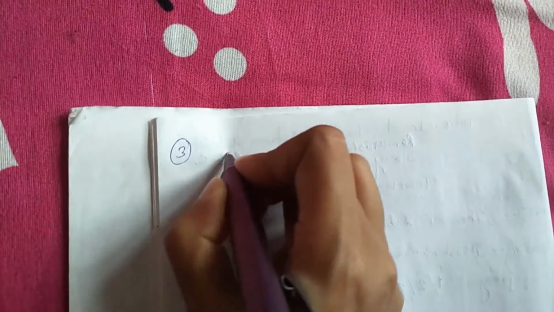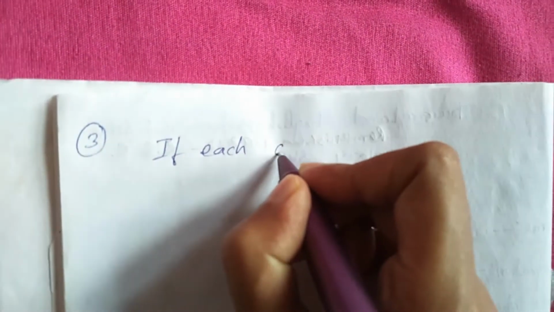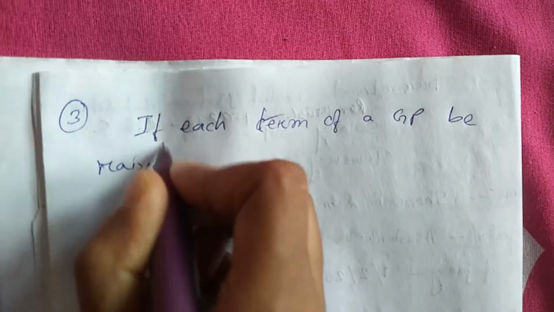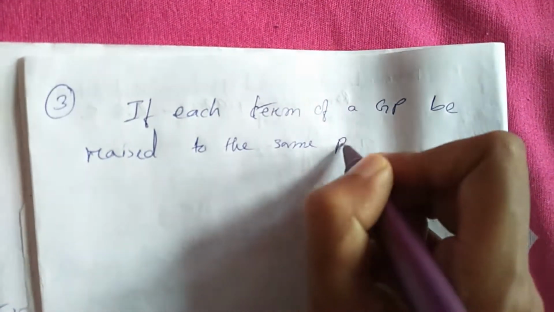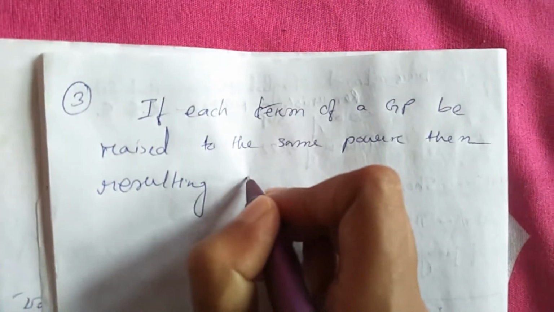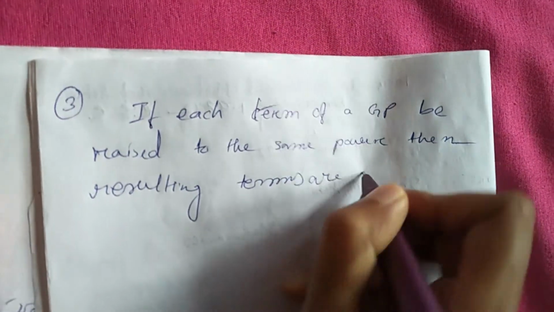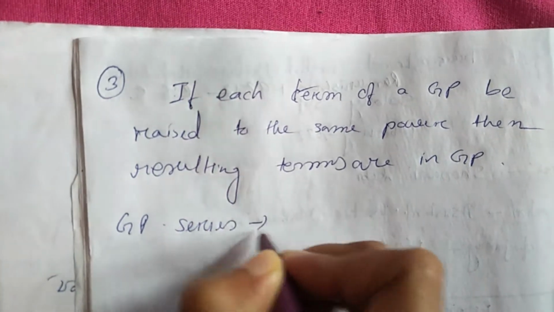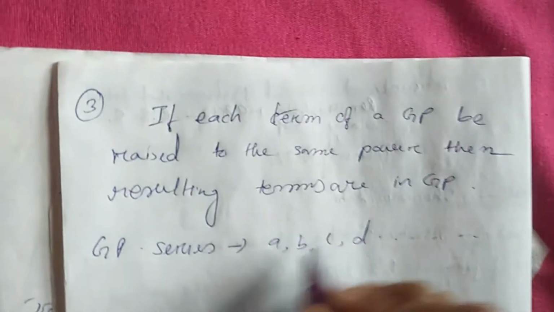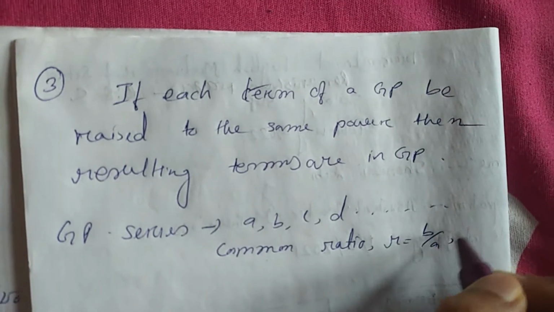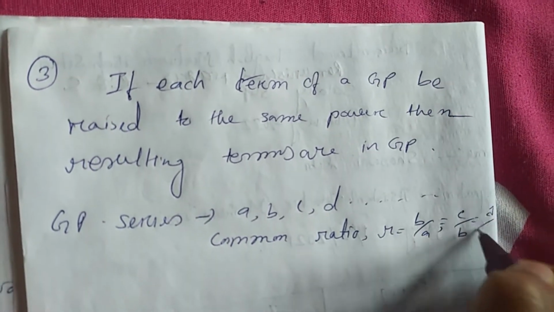Now the third property is that if each term of a GP is raised to the same power, then the resulting terms are in GP. The GP series we have taken so far is A, B, C, D, with common ratio R equals B by A equals C by B equals D by C.